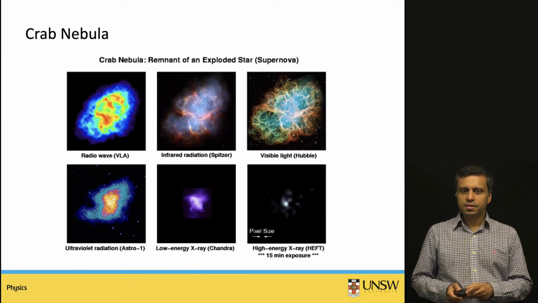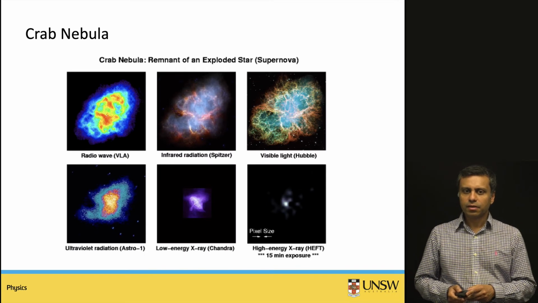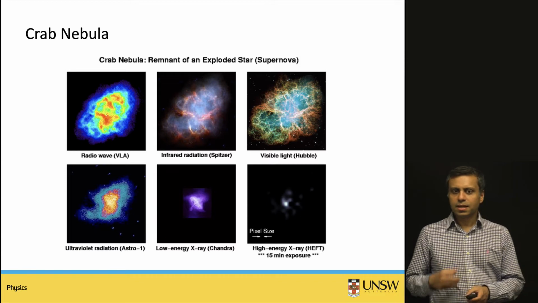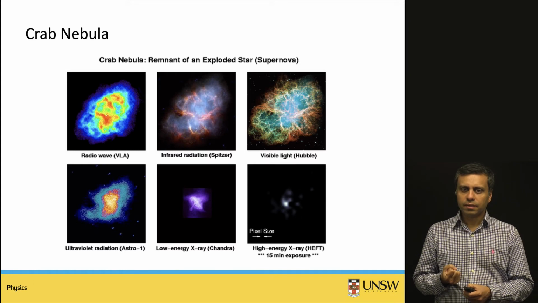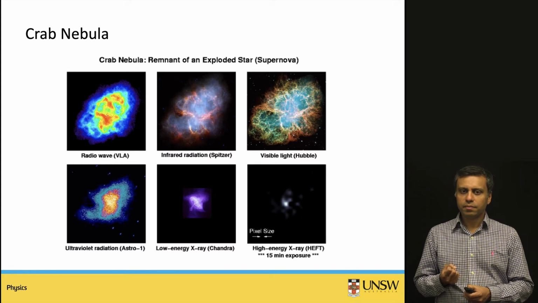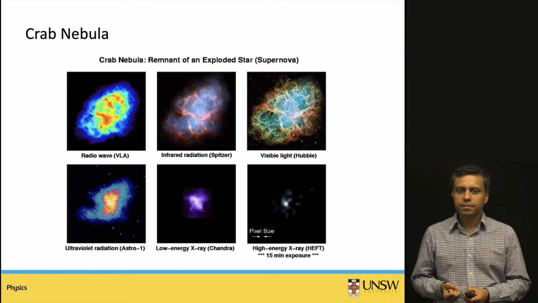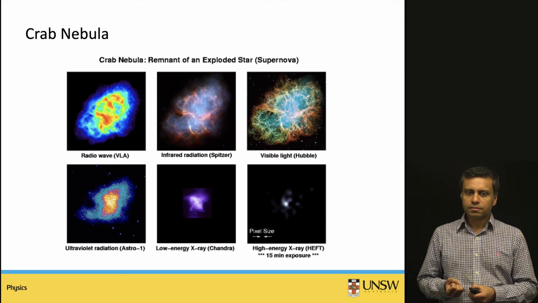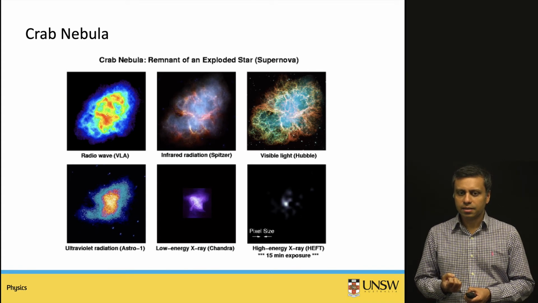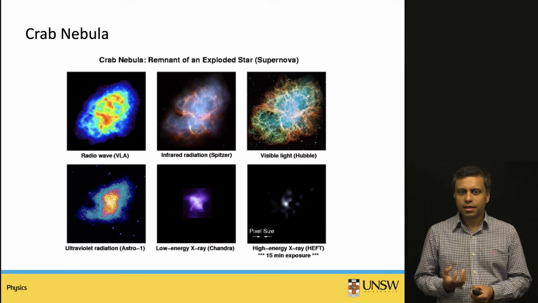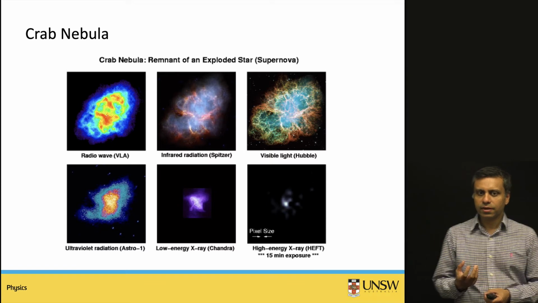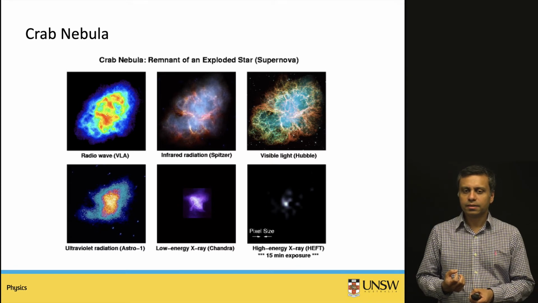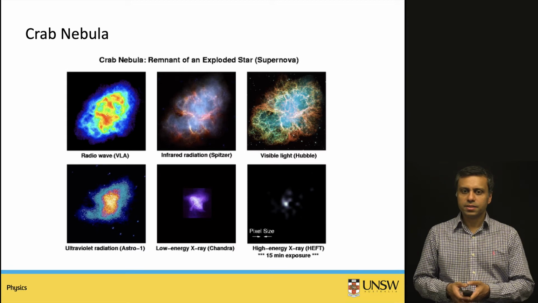So over here you see some images of a nebula called Crab Nebula, and these images are acquired by collecting different wavelengths of light. For example, the first picture is made from collecting radio waves through a telescope, and then the bottom left picture is from collecting ultraviolet radiation. So based on the collected wavelengths, the nebula appears to be of different form basically.